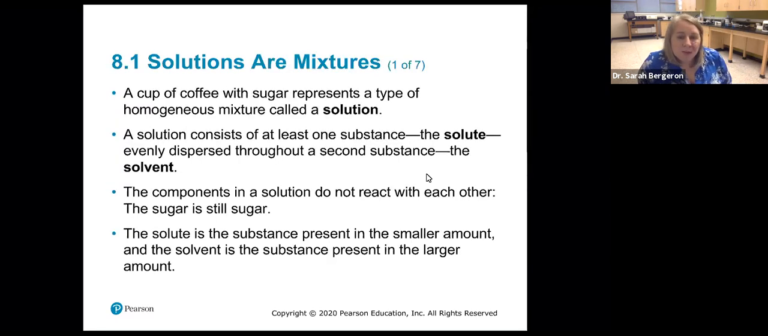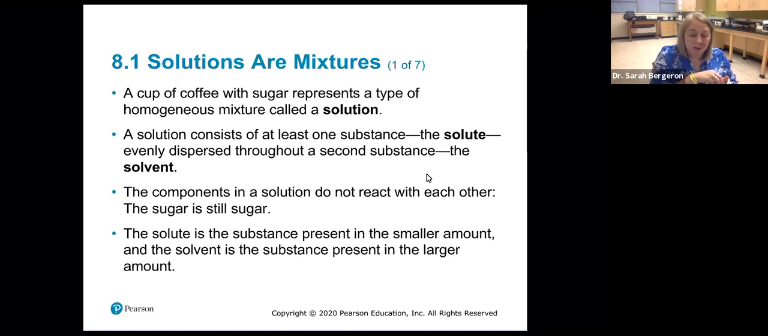So we know that solutions are mixtures, and you know that a mixture, when you take two things and mix them together, you don't chemically change them, right? So making a mixture is a physical change, not a chemical change. So an example of a solution is a cup of coffee, right? You have a cup of coffee, you put in a tablespoon of sugar. When you do that, you're making a homogeneous mixture, which we call a solution.